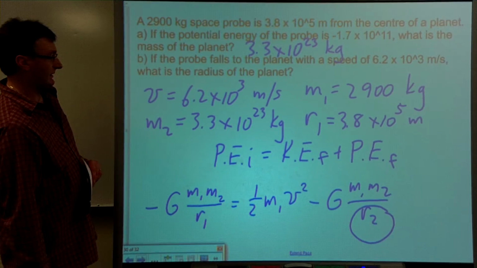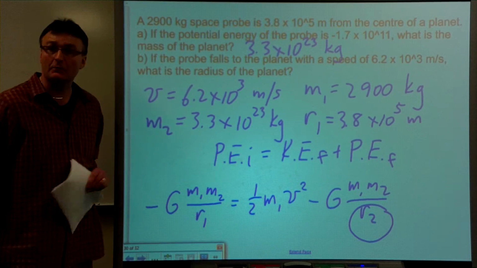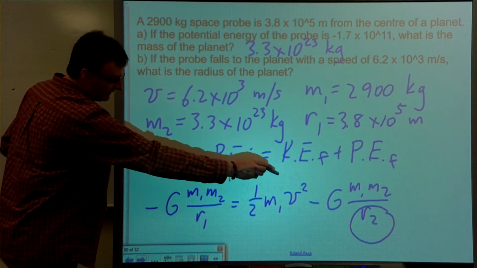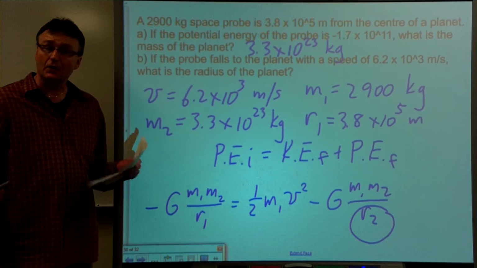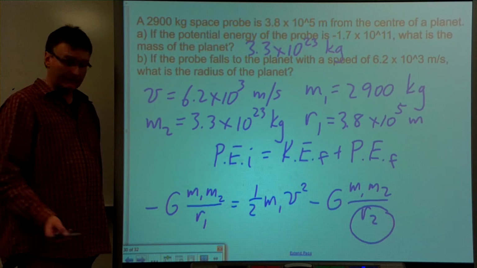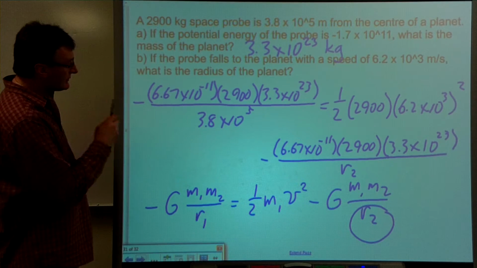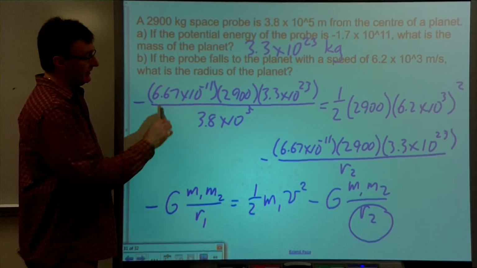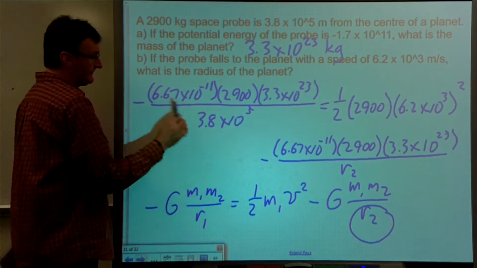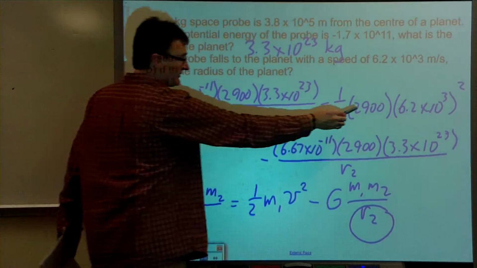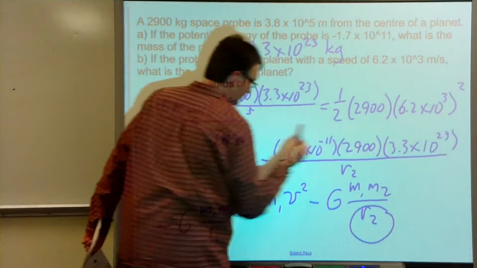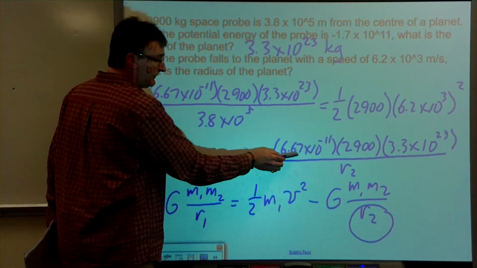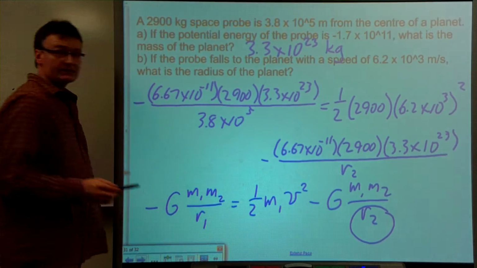And R2 is what we're trying to find, right? We have numbers for everything else in this entire equation except for R2. R2 is what we're trying to find, which is the radius of the planet. So when you put all your numbers in, you get one big mess. You need a fair bit of paper here, but that's what it's going to look like. Here's the initial potential energy, there's the kinetic energy, and then this just extends. I didn't have enough room on the other side, so I just put it over here. And here is the final potential energy, and R2 is what we want to find.